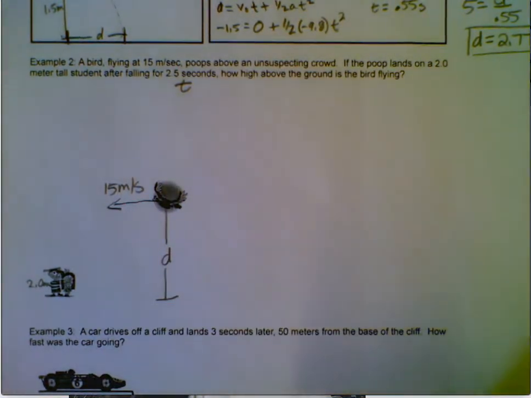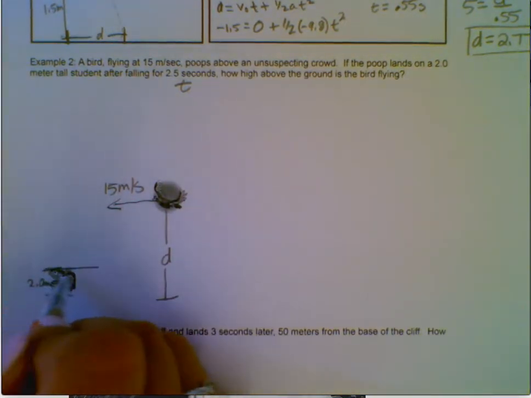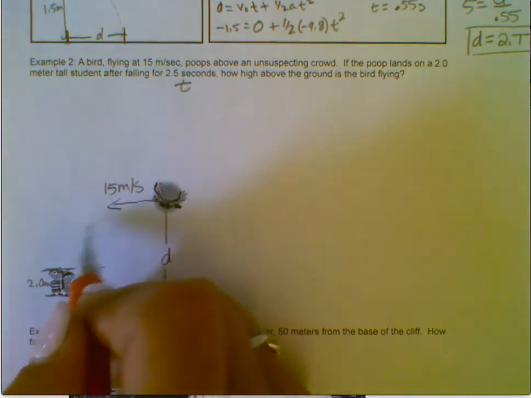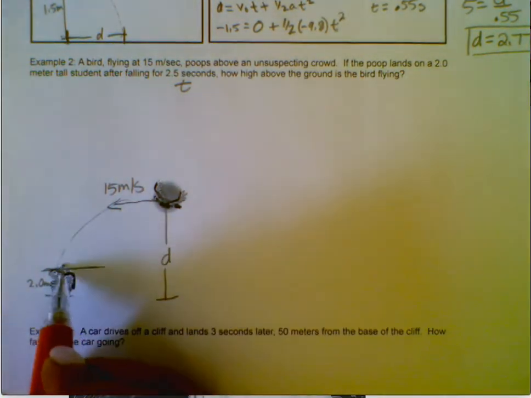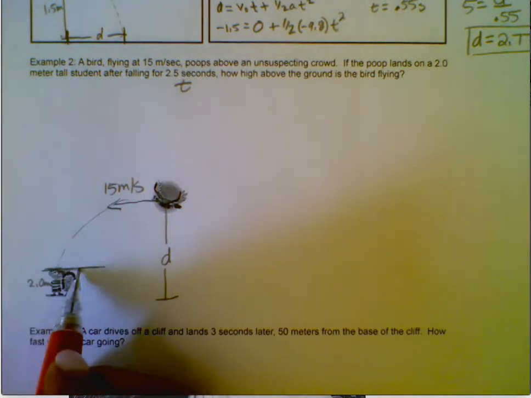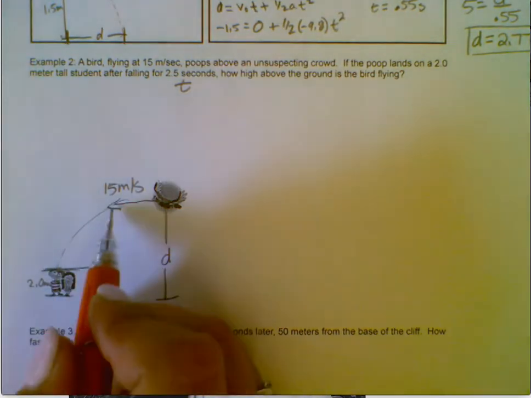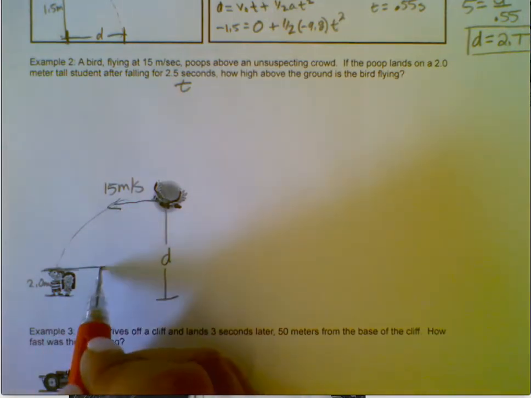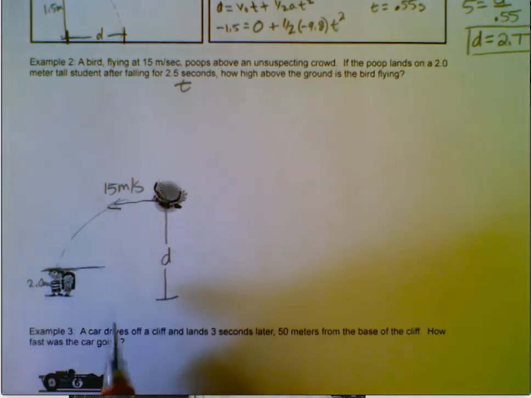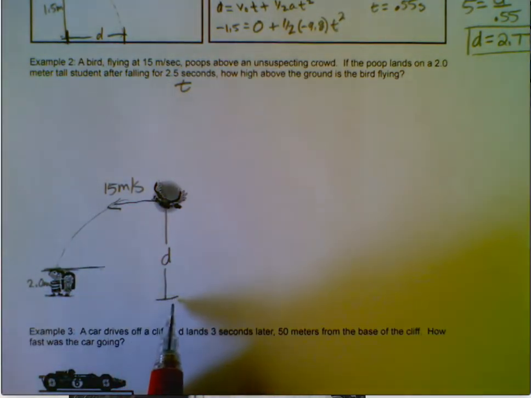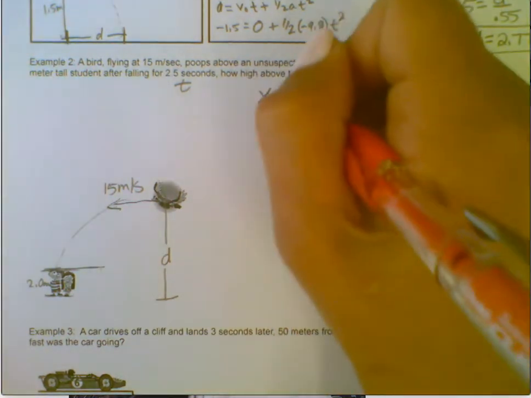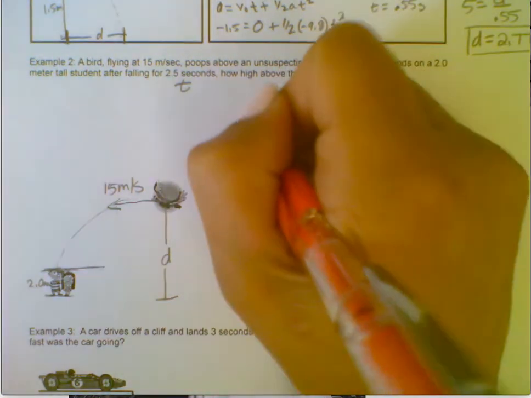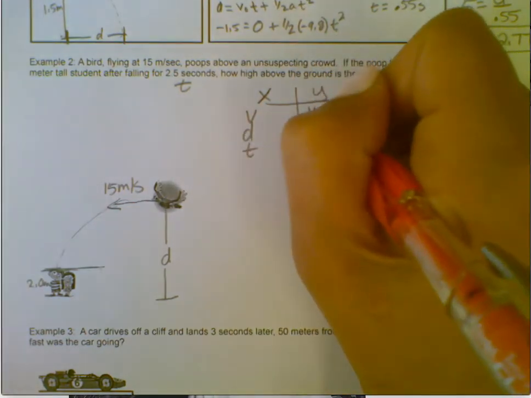Now, I want you to make a note that since it's going to land on the kid's head, the 2.5 seconds of falling is only going to take us to this height. So once we find the displacement that it falls in 2.5 seconds, we're still going to have to add these 2 meters to get the total distance to the ground. But let's start with x and y, and we'll walk back through that in a minute. Okay, 3 variables here, 5 variables here.